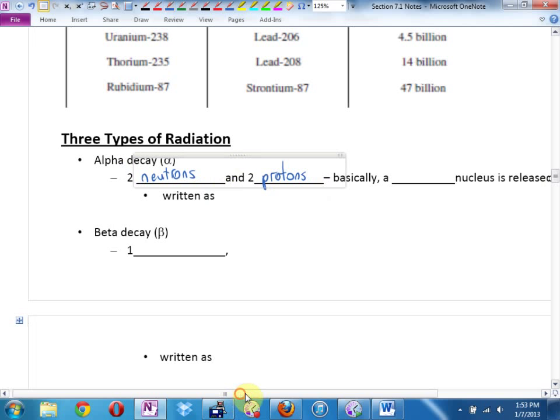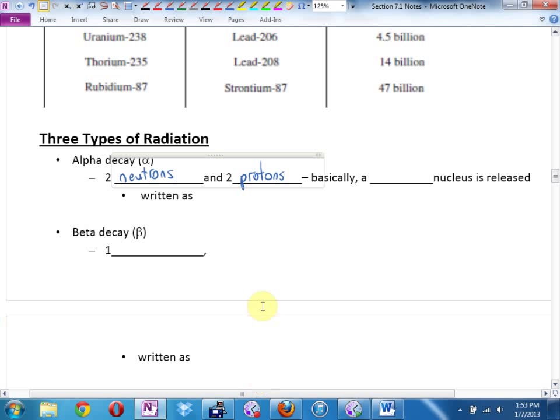Who's got their pink sheet? Got it handy? Look at helium on your pink sheet. Element number what? 2. So how many protons does it have? 2. What's its mass? 4. So how many neutrons does it have? It has a total mass of 4, and 2 of the masses are protons. What's left? An alpha particle is a helium nucleus.